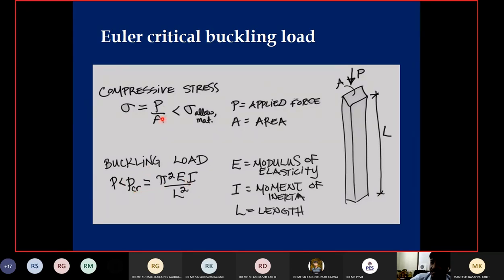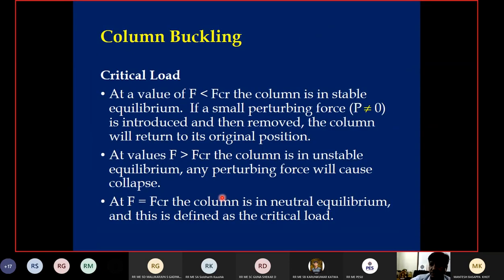And you may see that though the material has not reached its fullest capacity, the system is still going to fail because of buckling. So this is an important step that you should always be aware of, and you should know the definitions of these critical loads, whether the system is in stable or unstable equilibrium. I'll just run through this. You'll get to know here.